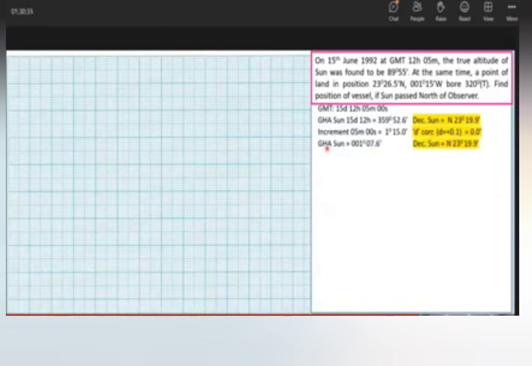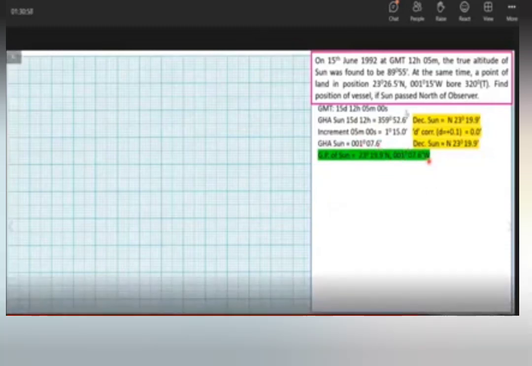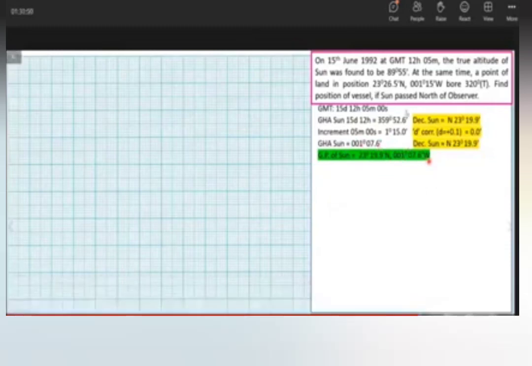From here, what do we infer? That the GP's latitude shall be north 23 degrees 19.9 minutes, same as the declination of the sun. And as the GHA is less than 180, the longitude of the GP shall be the same as the GHA, and the longitude shall be named west. So up to here, if any doubt is coming, please let me know, beta.